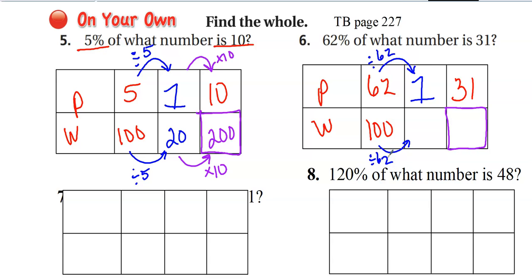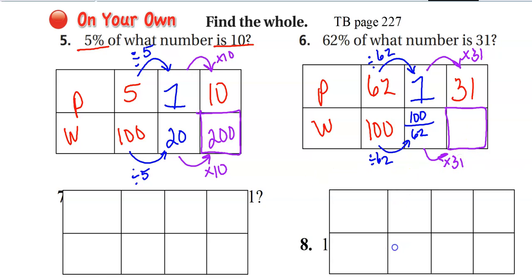Now, this is one of those where if you take 100 and divide it by 62, it is not a pretty number. It doesn't look like it's repeating. It just looks like it goes on forever. So I just leave it as a fraction, and then I go to the next row, and I figure out the pattern from 1 to 31 is times 31. So this is also times 31.